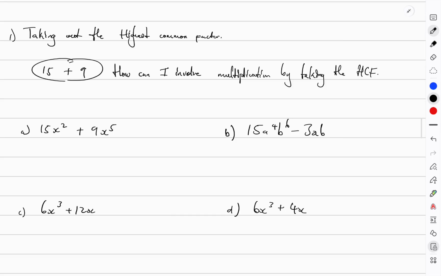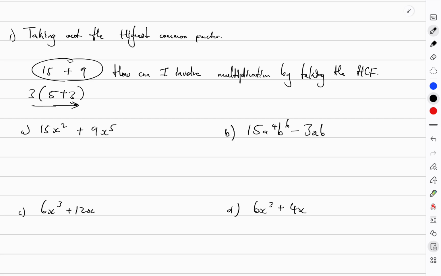Right. So take out the highest common factor. Let us say we have 15 plus 9. I'm going to look for the highest common factor of 15 and 9. It is going to become a 3. It means I'm going to write a 3. What should I multiply by 3 such that I have a 15? It's going to become a 5 plus. What should I multiply by 3 such that I have a 9? It's a 3. Therefore, this is what factorization means: involve a bracket by taking out a highest common factor.